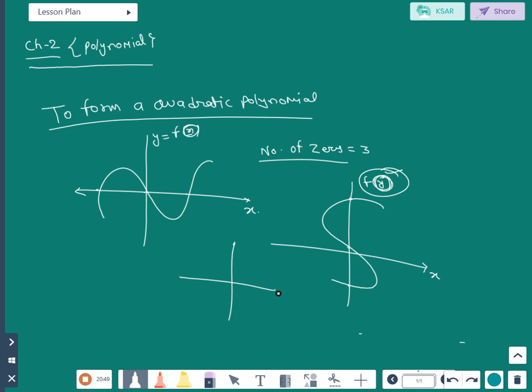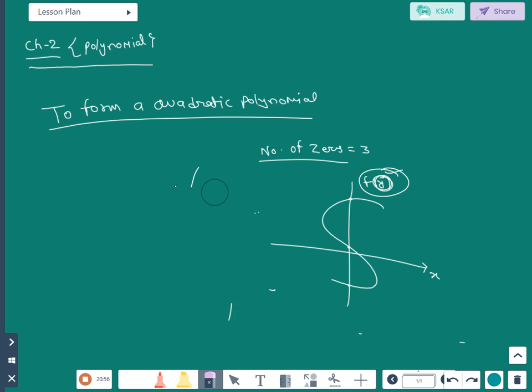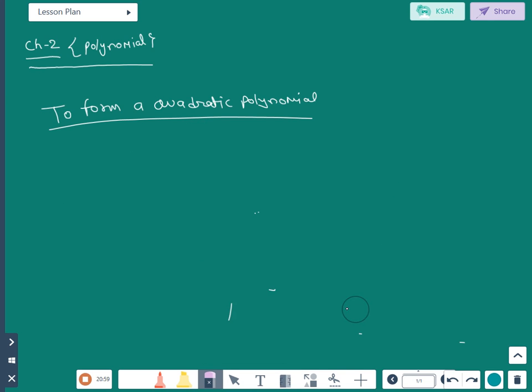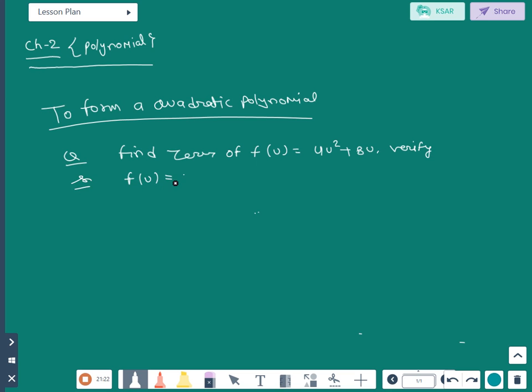Okay. Now next, we will discuss the zeros and the relationship of the zeros. Question is, find the zeros of f of u is equals to 4u square plus 8u and verify the relationship between its zeros and coefficients. So first of all, to find out the zeros, we will put the given polynomial equals to 0. किसी भी polynomial के zeros calculate करने हैं तो polynomial किसके equal put करोगे, 0. 4u square plus 8u equals 0.